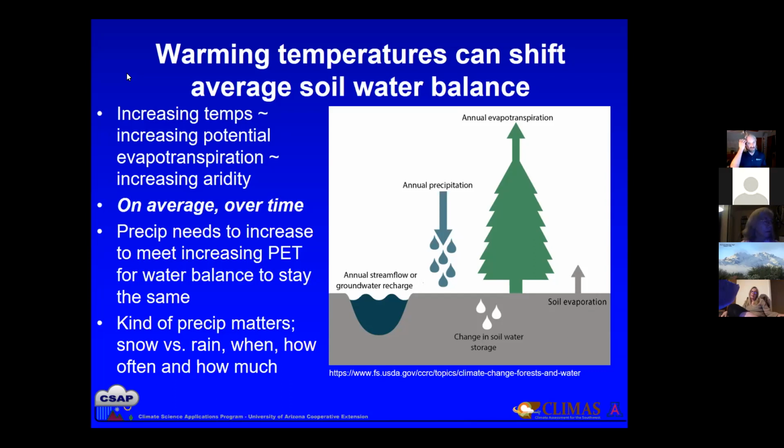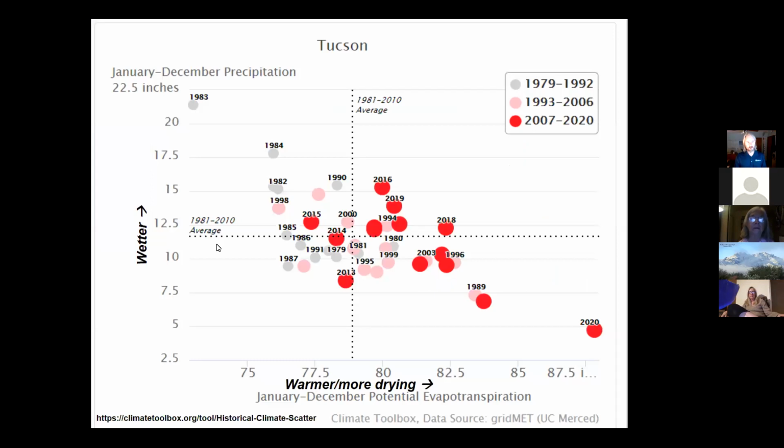And it's also the kind of precip that matters: snow versus rain, when, how much, and how often. So I've been really interested in thinking about the timing of precipitation in relation to soil water balances here. Okay, so here's a quick look at another, maybe unnecessarily overly complicated plot.